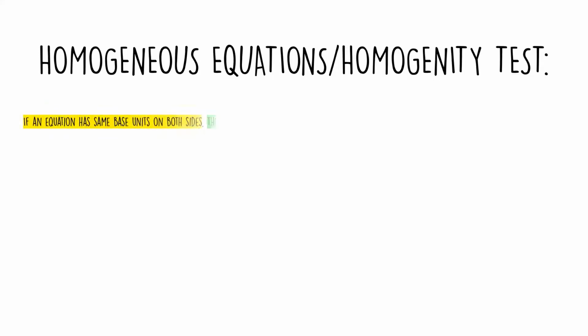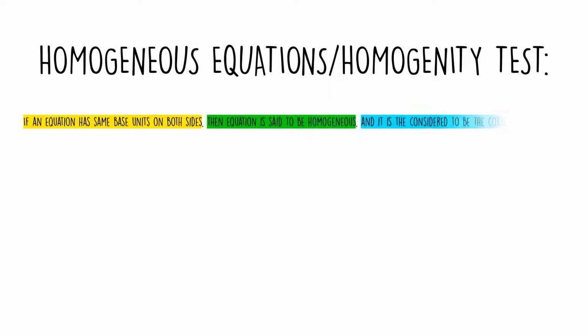So what do we mean by a homogeneous equation or homogeneity test? Basically, if an equation has the same units on both sides, then the equation is said to be homogeneous and it is considered to be the correct equation. So let's look at an example, which is S is equal to ut. Over here, S is the displacement, which is measured in meters, u is the velocity measured in meters per second, and t is the time in seconds.